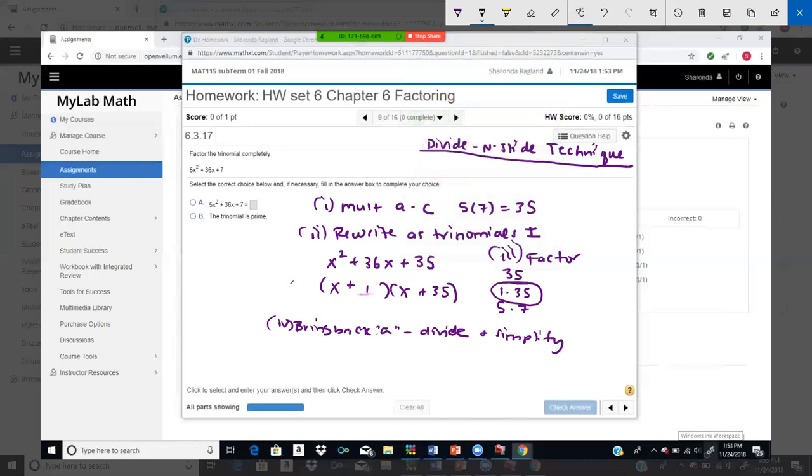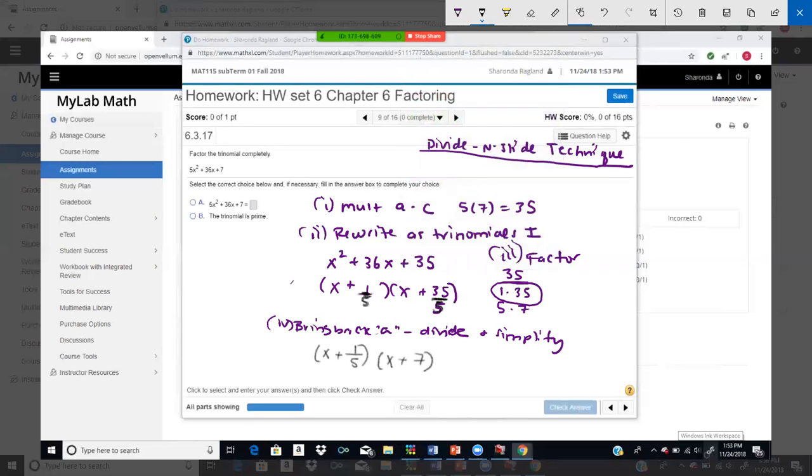All right, so divide each one by 5. And let's simplify. Can I simplify 1 over 5? No. Okay. Can I simplify 35 over 5? Yes. All right, so we have right now x plus 1 over 5 times x plus 7, correct?